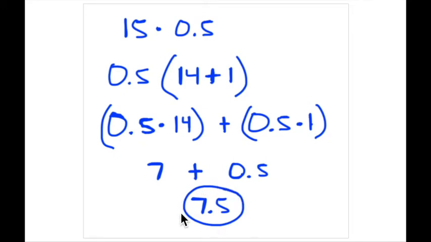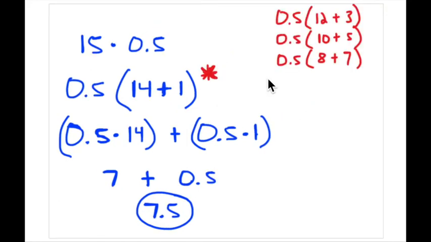Now you might know that just by looking at it, but you should write this out in various ways just to practice. This is all about just practicing different strategies and understanding those different strategies. The more you do that, the more you'll understand the mathematics. So instead of 14 plus 1, you might have chosen to write 12 plus 3, or 10 plus 5, or 8 plus 7.